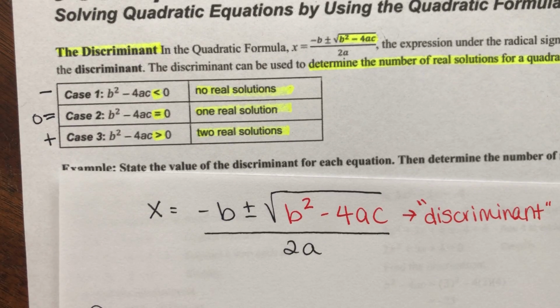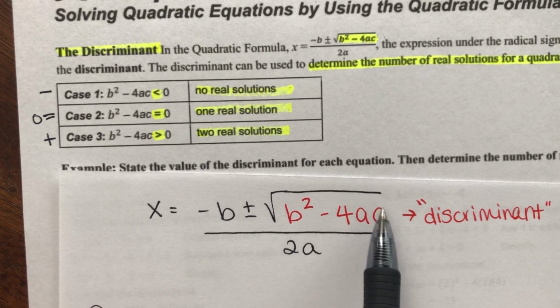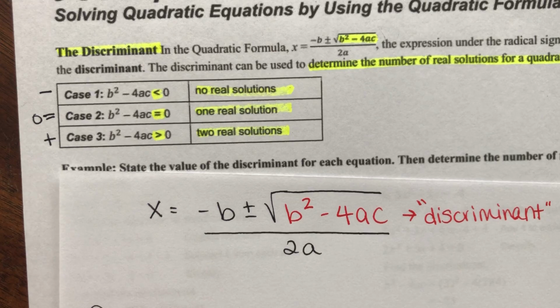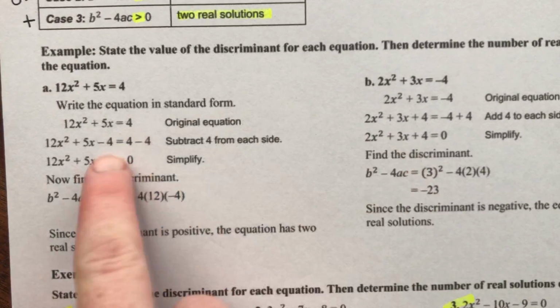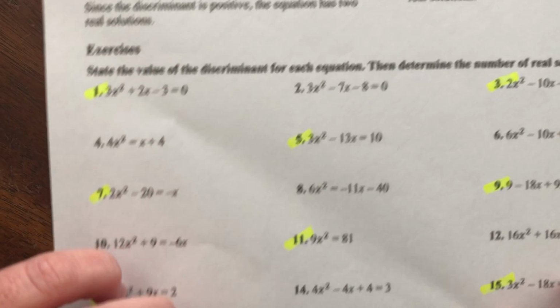And so you're like, well, Ms. Nyman, that's great, but why would I ever need to know how many answers I'm going to get? Why wouldn't I just solve? Well, you are going to see problems where they say, how many real solutions does this quadratic equation have? And you're just looking at it going, I don't know, I have to solve it and see. Well, there's a quick shortcut way. We have this little formula right here called the discriminant. So we're just going to jump right into some examples. They give you some examples here, but we're going to do some of these down here at the bottom.